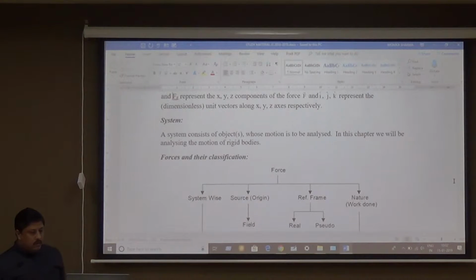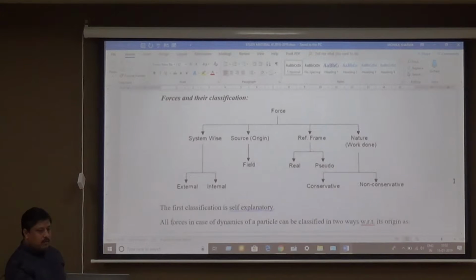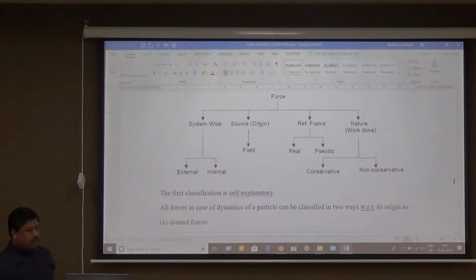What are forces and their classification? Force is distributed into different forms. First is system-wise. System-wise means external or internal. You can say when the force is applied by the surrounding on the system, and by the system on the surrounding, or by the system on the system, or by the surrounding on the surrounding. I hope the concept is clear. So we will discuss first system-wise.